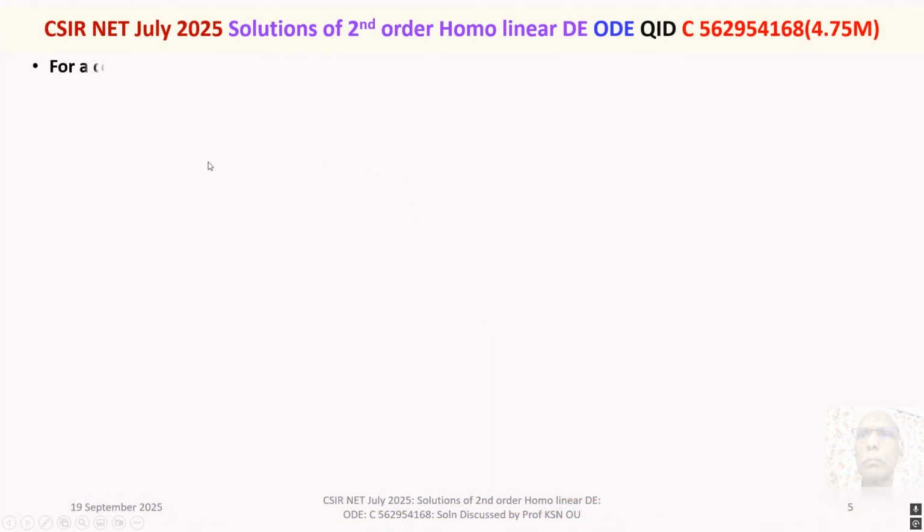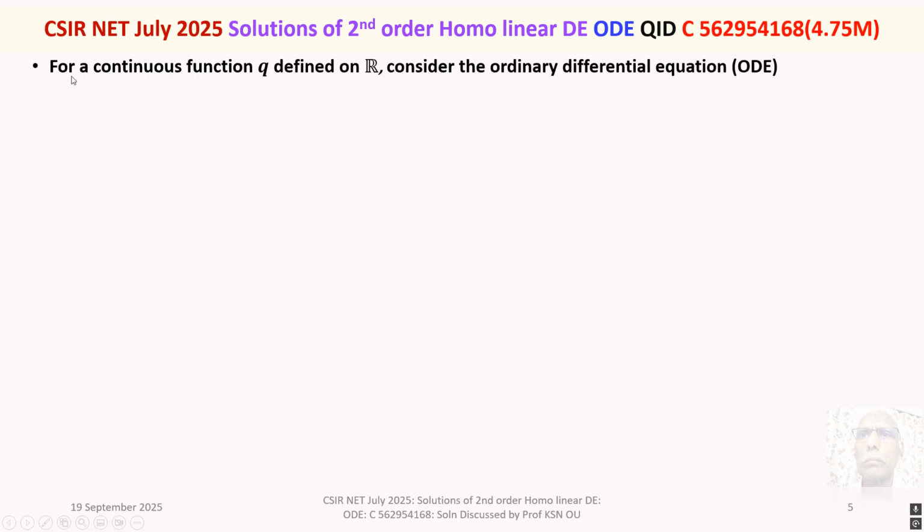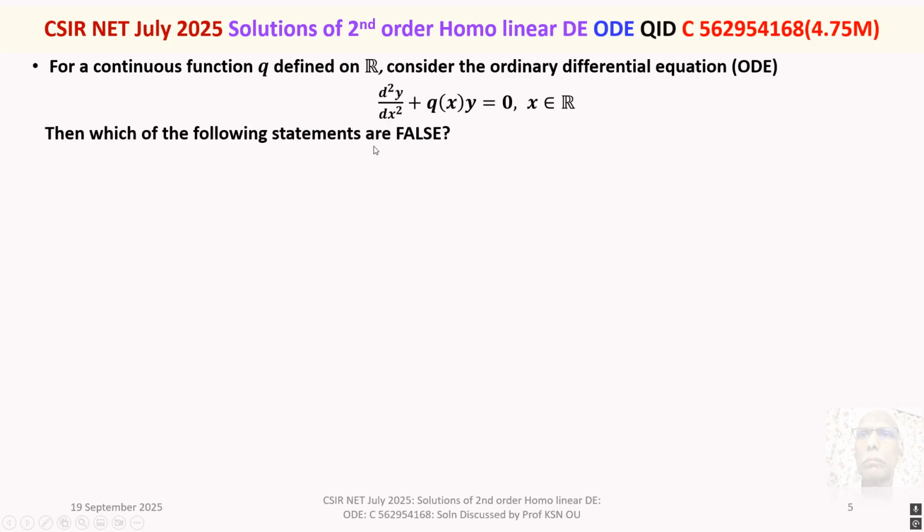Right. The given question is: for a continuous function q defined on R, consider the ordinary differential equation, that is ODE, d square y by dx square plus q of x y is equal to 0, x belongs to R. Then which of the following statements are false? We have to find out those statements which are false. We are given four options.